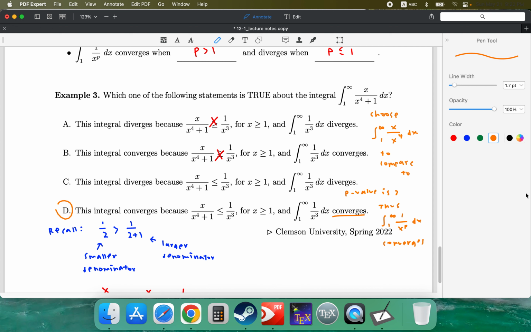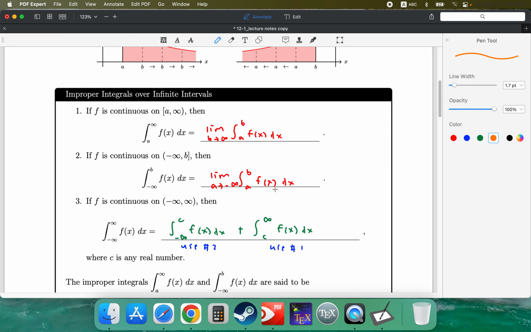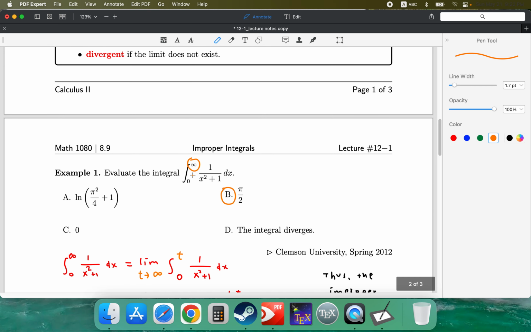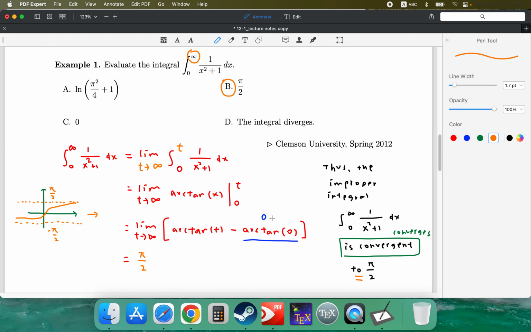So we talked about the first case of improper integrals. Notice that there are two different cases. In the next lecture, we will introduce the second case. The first case is when the interval of integration is infinite. It's really easy to identify: whenever you have infinity or negative infinity in the bounds, you want to classify it as an improper integral.